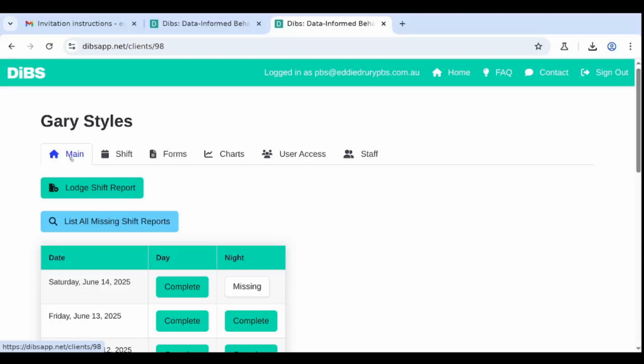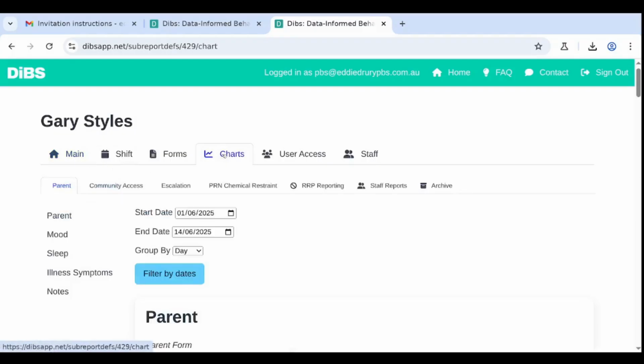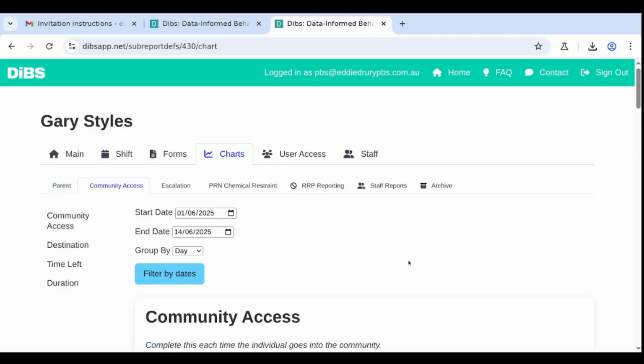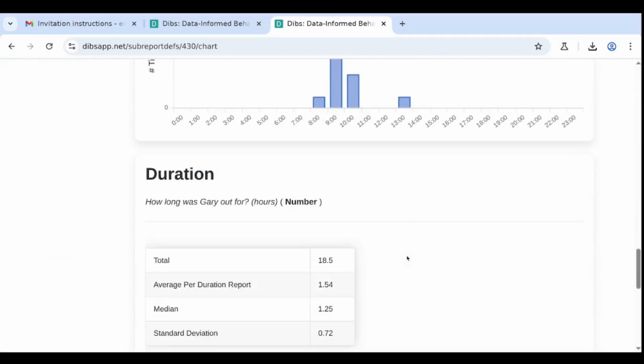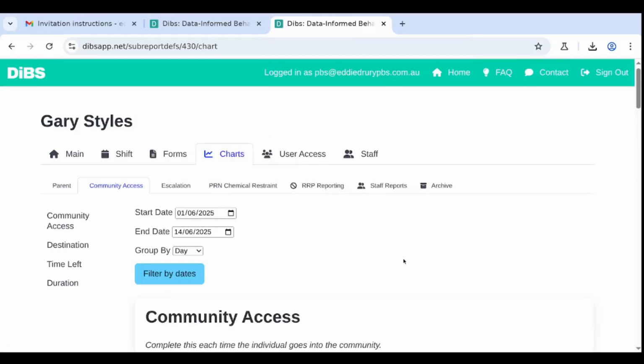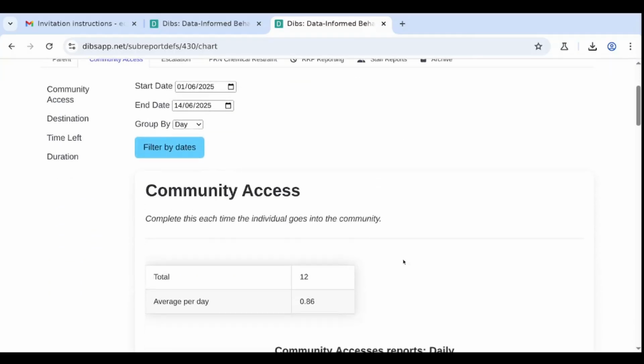So now we get to the really good bit. We've spent all this time setting up the data we want to collect and then collecting that data. Now we get to analyze it by looking at all of these charts here. Let's look at the first one, community access. There's a series of charts here analyzing all of this. I just wanted to give you some context to help you understand what each chart is telling you.